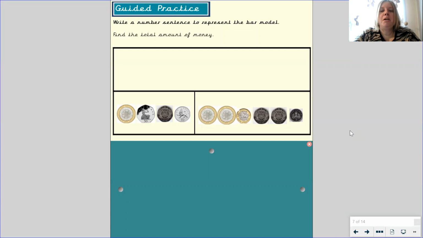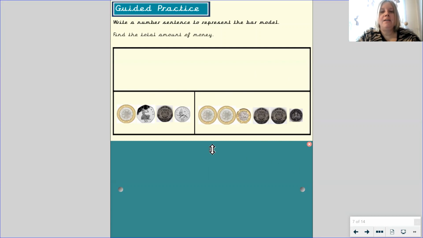Once you've drawn the bar model, I want you to write how much money is in each part of the bar model. So how much money do we have here altogether? And how much money do we have here altogether? Then can you write it into a number sentence for me? Pause your video and draw your bar model and write your number sentence.